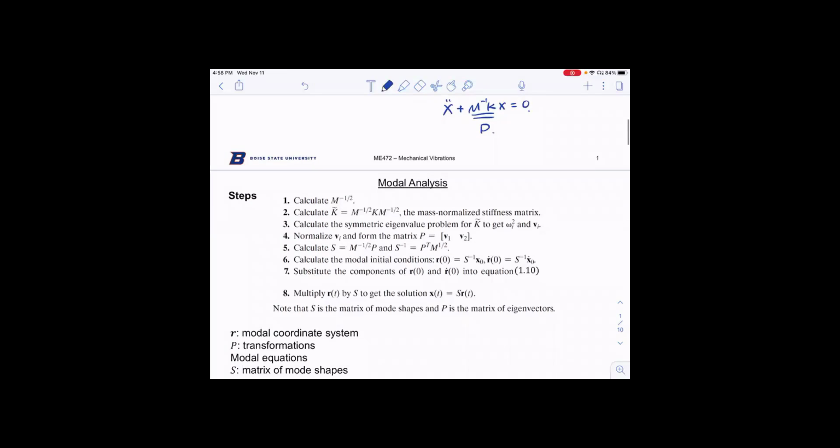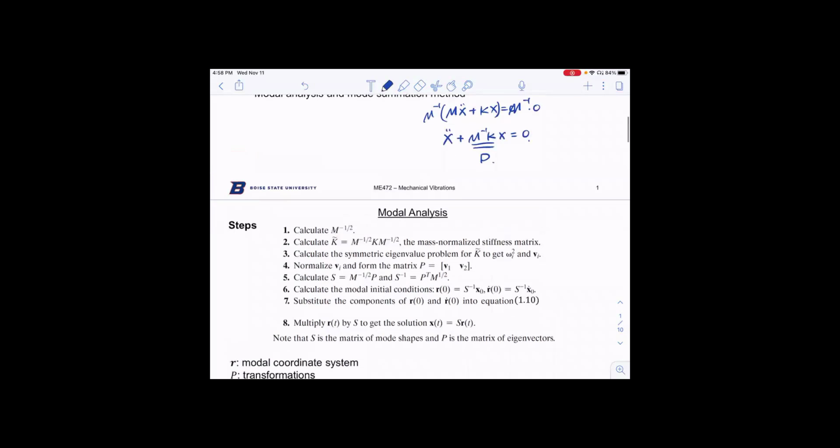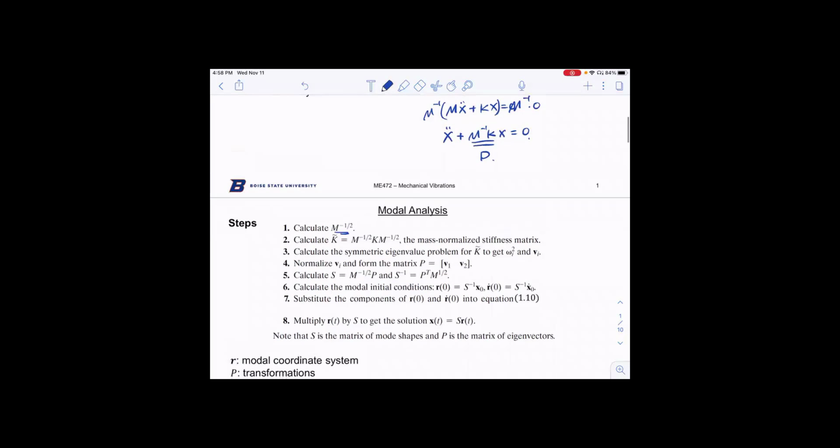But here, for the mode analysis, instead of multiplying by m invert directly, we actually multiply by m to the minus a half. You might be wondering why we're doing this. By doing so, we can guarantee that. So let me write it out.